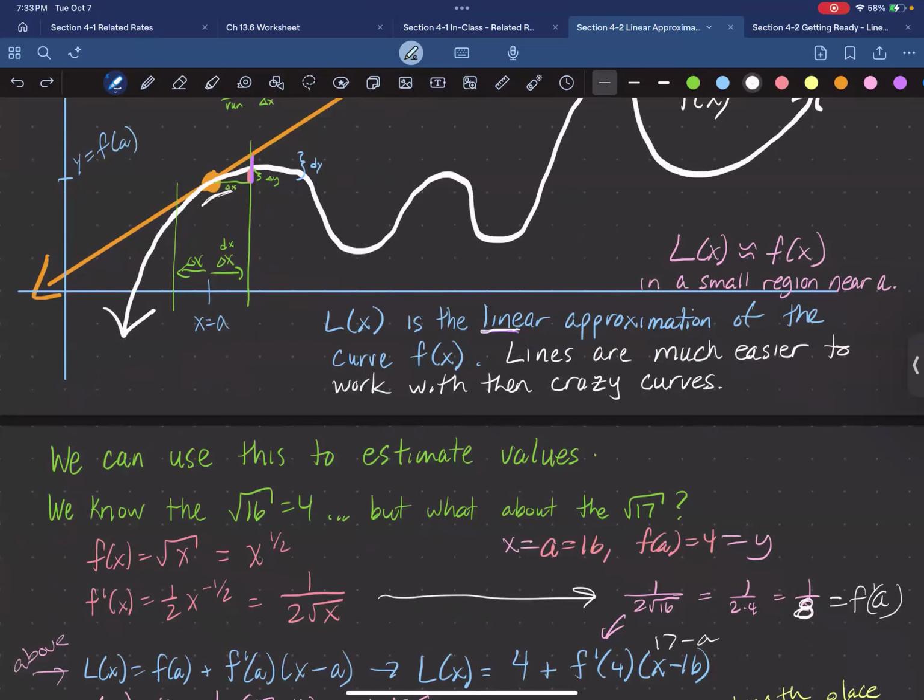We need f of x and we need f prime of x, and we need to evaluate it at a. A is going to be the value you know.